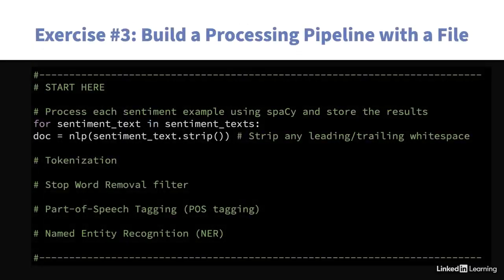In exercise 3, you do something similar to exercise 2, but this time rather than using one sentence as text, you use a sentiments file. You'll then build a processing pipeline by writing code to tokenize the sentence, remove stop words, perform POS tagging, dependency parsing, lemmatization, and named entity recognition.